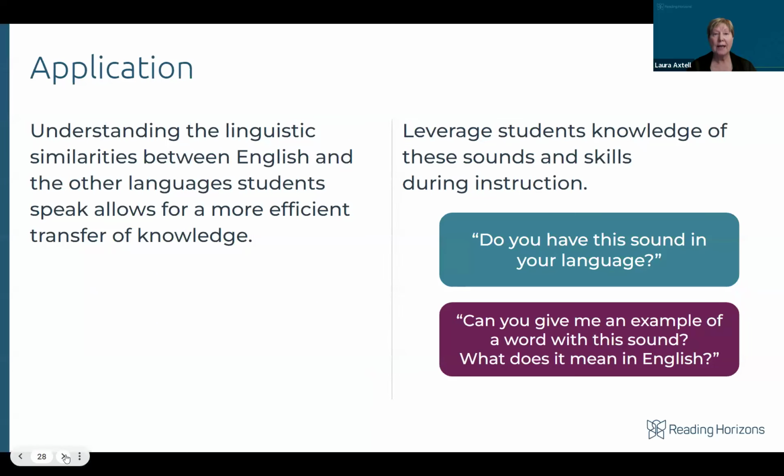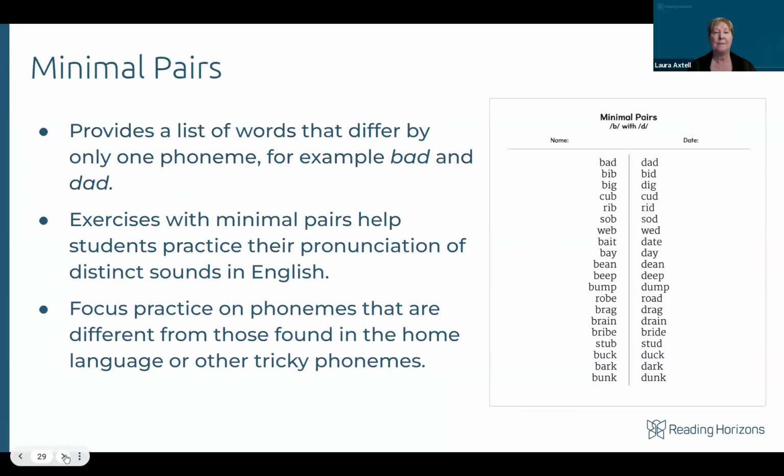And then, talking to our students, leveraging their knowledge of these sounds and skills. They're adults, and so they bring a lot to the table. Ask them, do you have the sound in this language if you're not sure? And can you give me an example of a word with that sound? And what does that word mean in your language? So really spending time doing that.